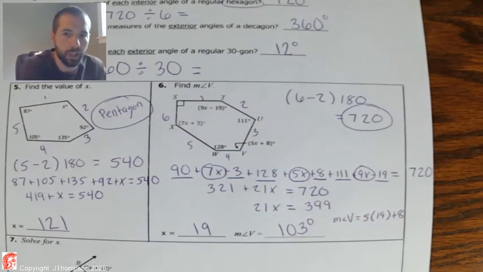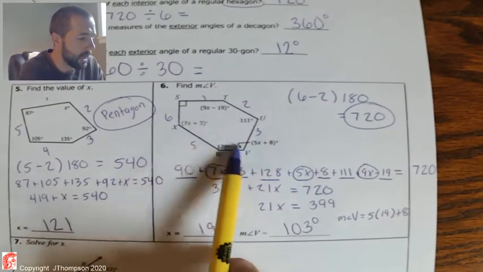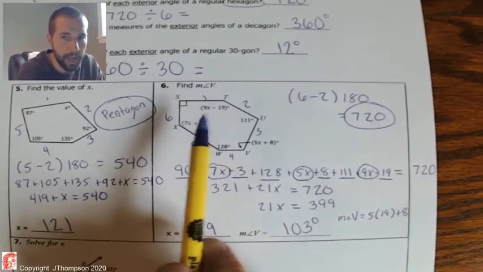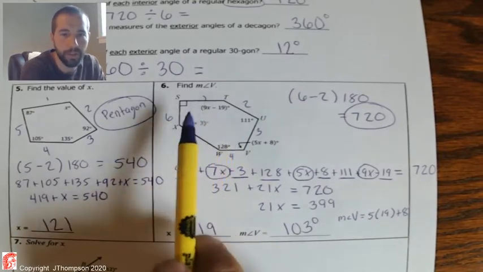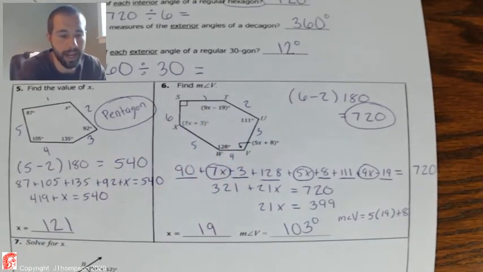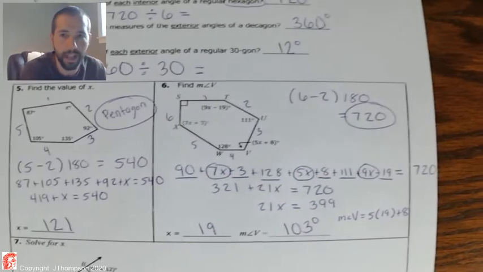Now if you want to take that extra step and plug x into every single angle here, and then add all those answers together to make sure they add up to 720, it's not a bad idea. That can guarantee that you did it correctly.